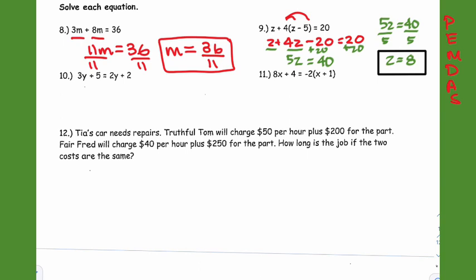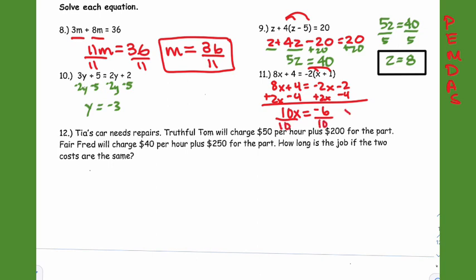Number 10, I have to get my variables on the same side. Anytime I go over the equal sign, I have to use an inverse operation, an opposite operation. On number 11, I first need to PEMDAS before I can SADMAP, so I have to evaluate the expression, and then I go across the equal sign using inverse operations, and I finally reduce the fraction negative 6 over 10 to negative 3 over 5.